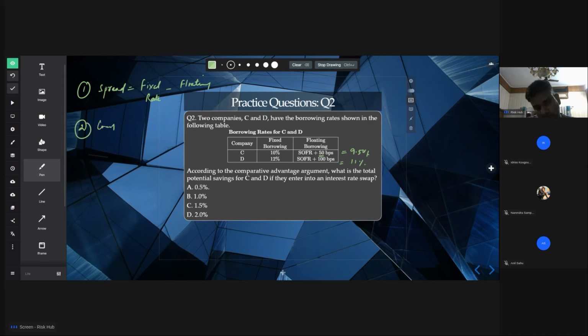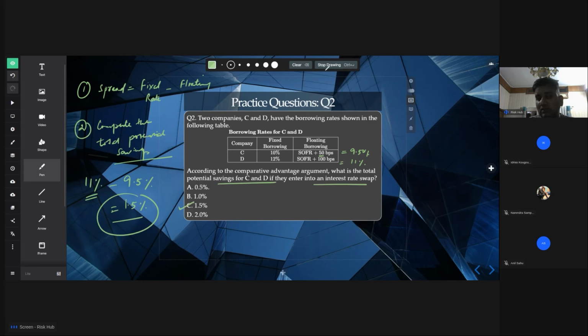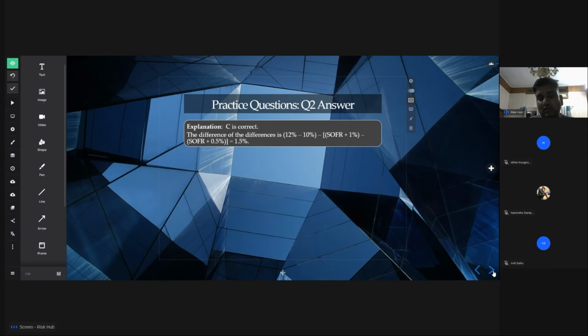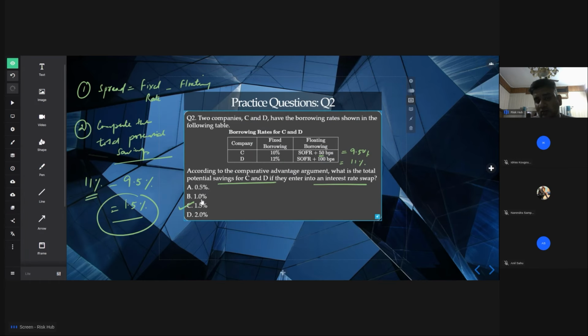So the next step is to compute the total potential savings. It's very simple. Your total saving: 11% you got in the D scenario, 9.5% you got in the C scenario. So saving is 1.5%. That's it, guys. What is the total potential savings if they enter into an interest rate swap? See, very easy question if you understand it logically. If you understand it logically, it's so simple. You don't have to remember anything. You got it, guys? How I solved it? Everyone? Very, very simple.